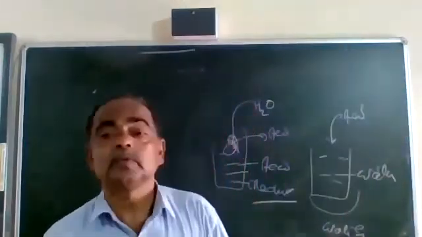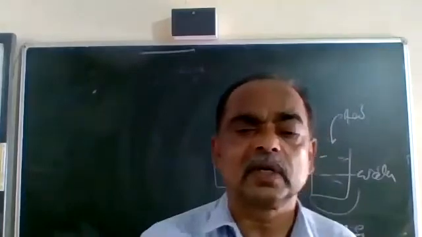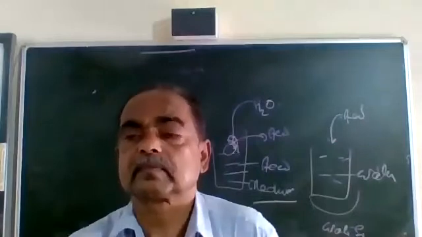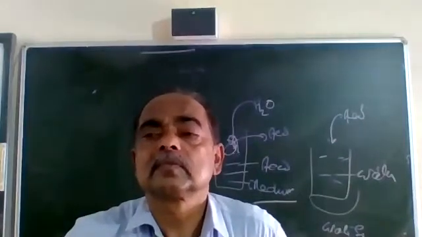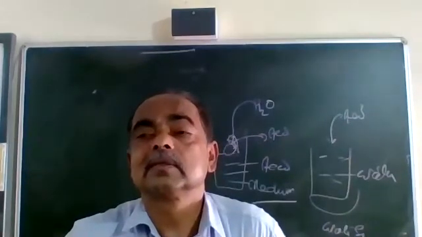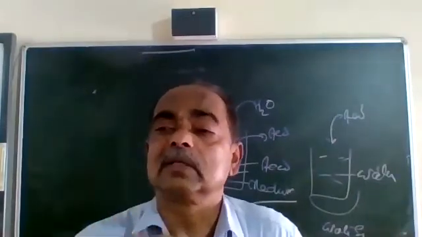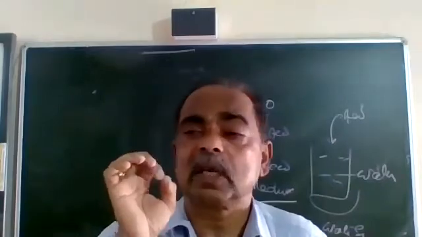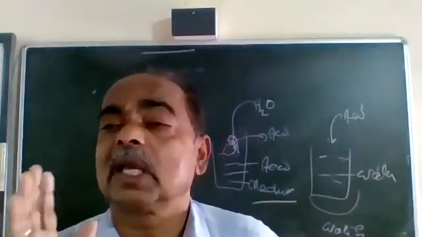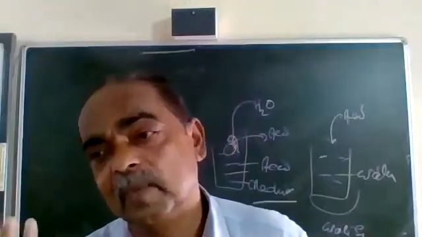Acids are classified into oxy and non-oxy acids. The definition is clear. Oxy acids are those which contain oxygen. The formula of sulfuric acid is H2SO4. Oxygen is there, so it is an oxy acid. Hydrochloric acid, HCl, does not contain oxygen, therefore it is a non-oxy acid. Understood clearly? Oxy and non-oxy.